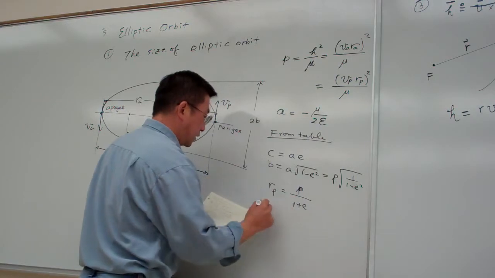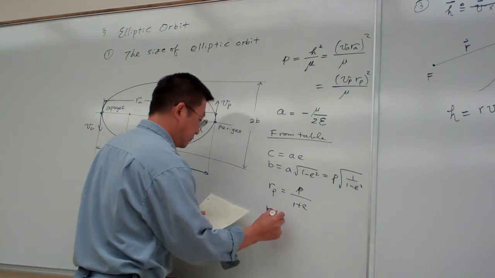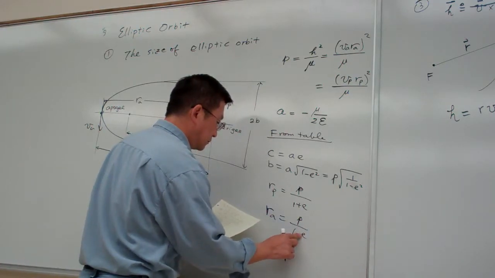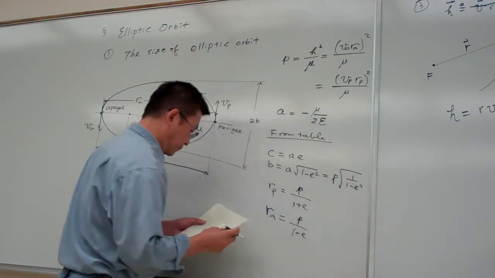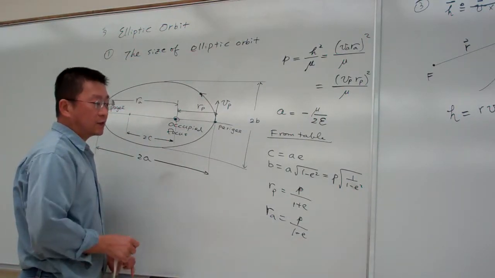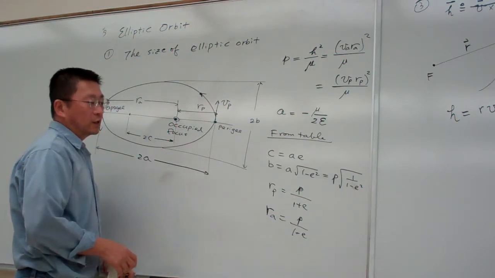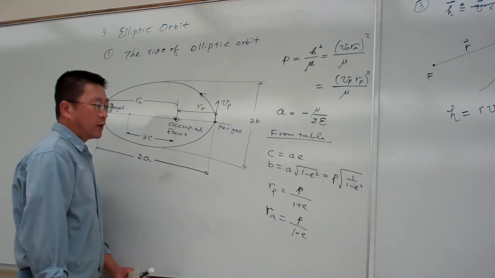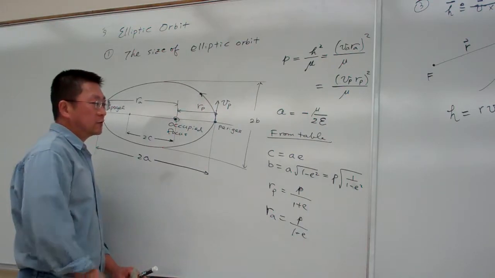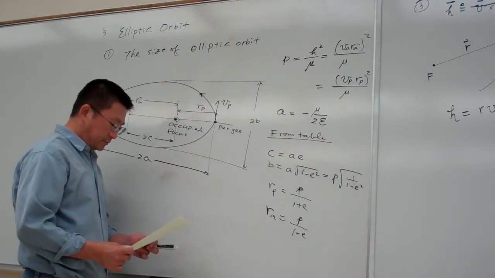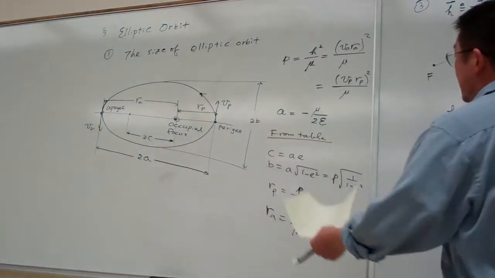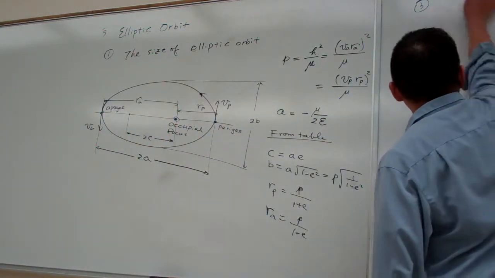So RP we can also describe as p over 1 plus e, and RA equal to p over 1 minus e, etc. So that depends on the information you need when solving a problem. Many things can be derived from each other. Here is only one example. And this is about the size of the orbit.